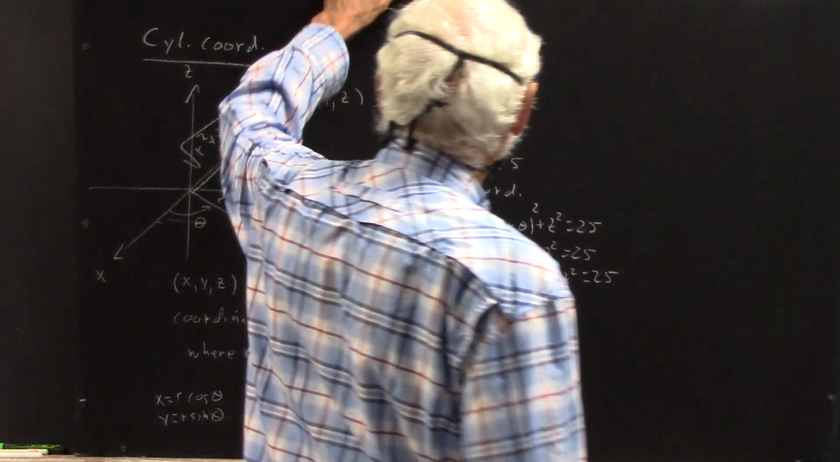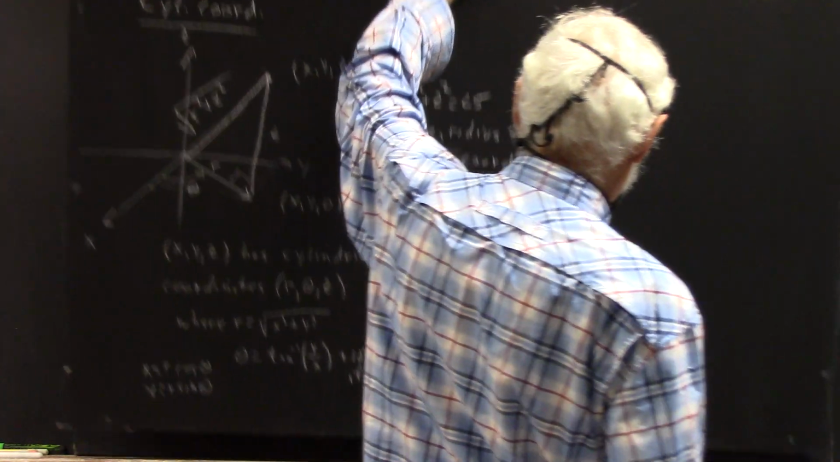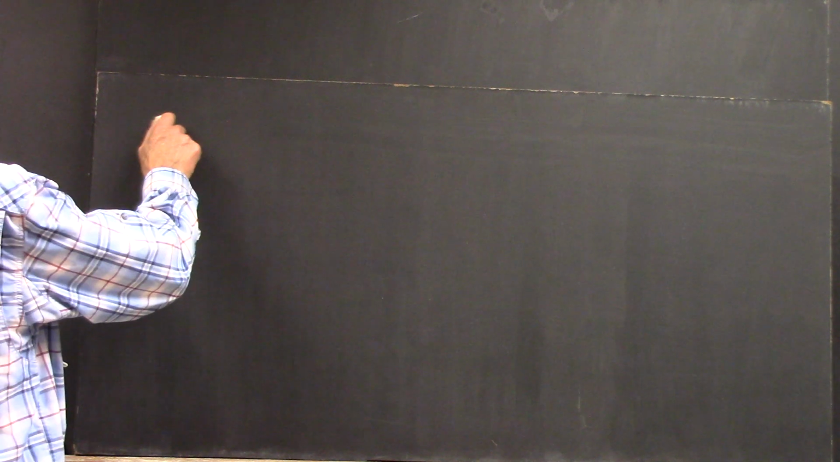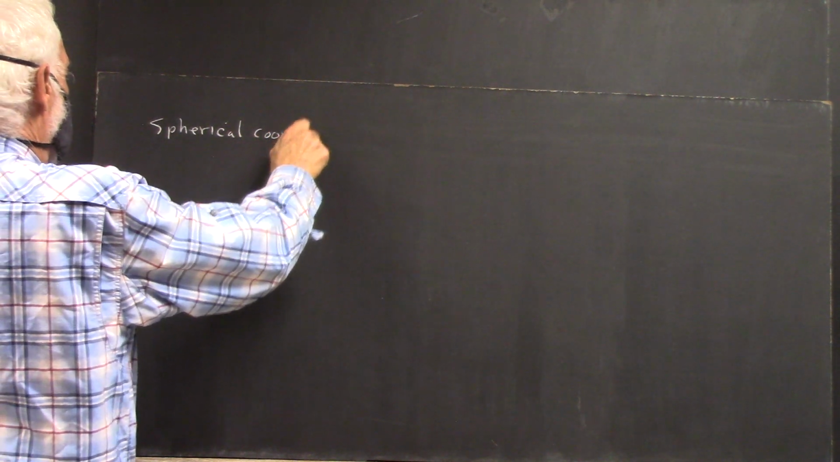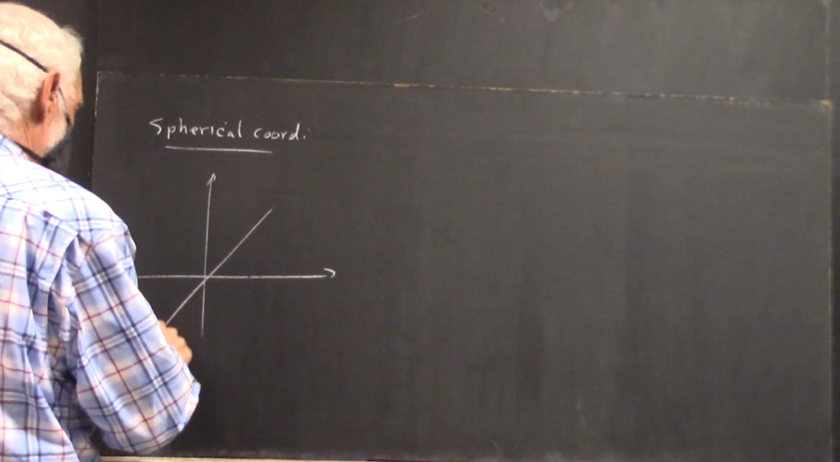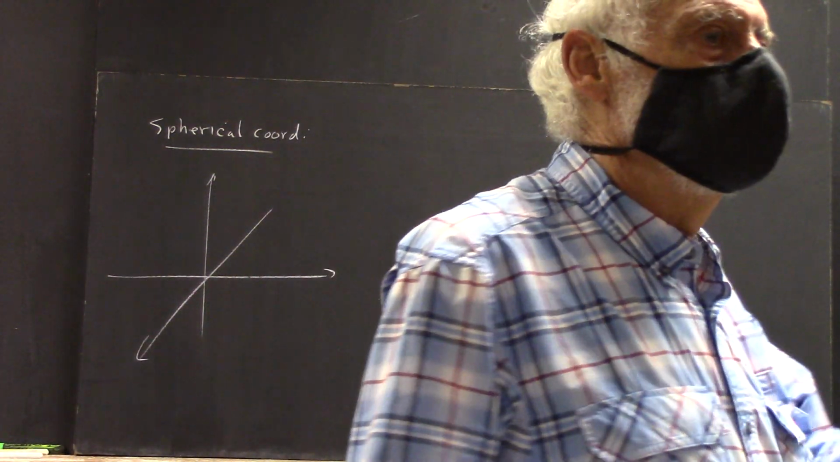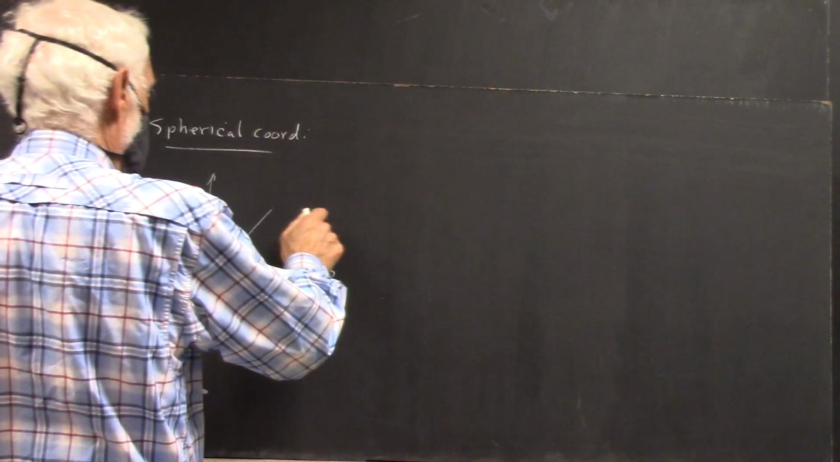And am I running out of board space? Not that time. And I might as well use it. Okay. So, spherical coordinates. In spherical coordinates, we use two angles. Okay? Now, in spherical coordinates, we've got a point here.